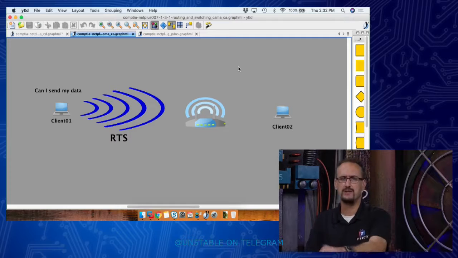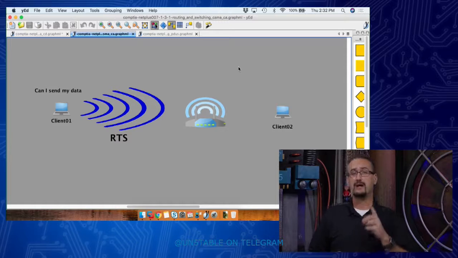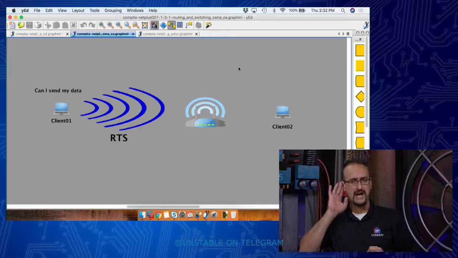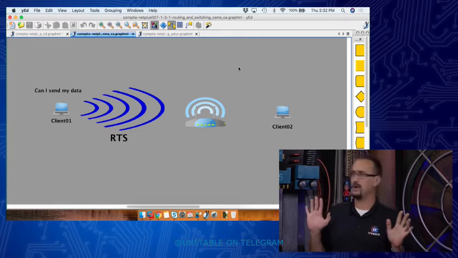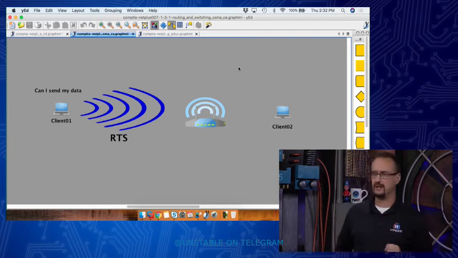Because the person in the middle of the field can hear Zach, and the person in the middle of the field can hear me. We can't hear each other, but if I ask that person, hey, can I talk? And that person says, Zach's talking right now. Oh, okay, I'm not clear to send. I've got to hold off for a second. And then I request to transmit again, right?